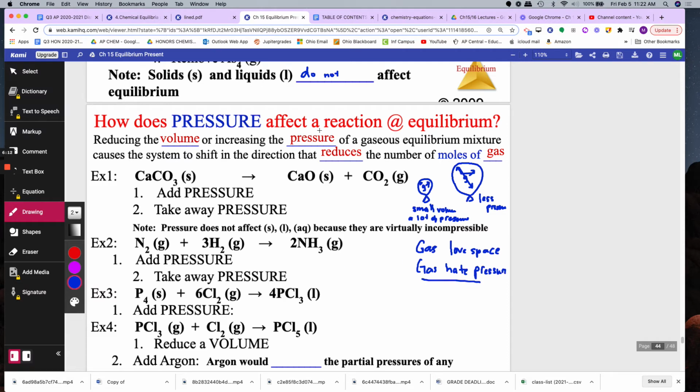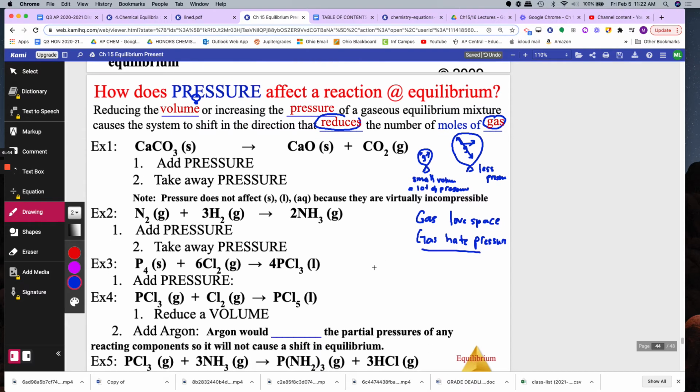Okay, so how does pressure affect a reaction at equilibrium? If you reduce the volume, that means you're making a tiny little container. It's the same as increasing the pressure. Okay, this will cause the shift in the direction that reduces the number of moles of gas. So what that means is if you make the container smaller, you're going to go to the side with less gas.